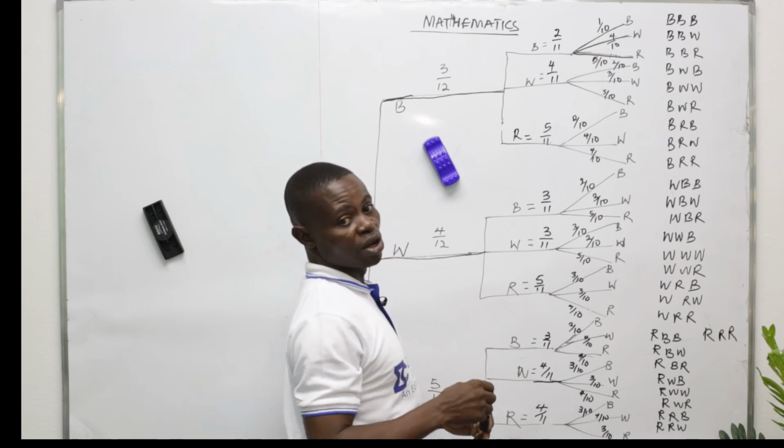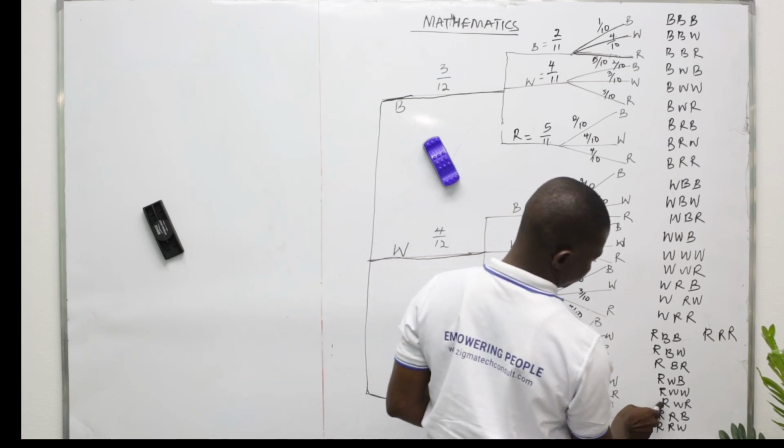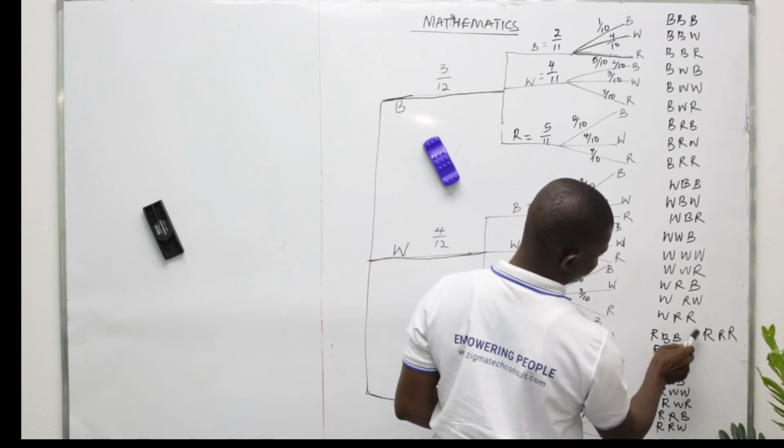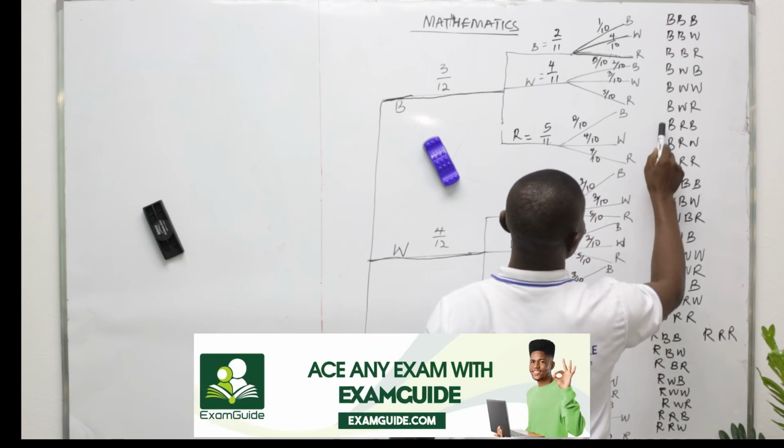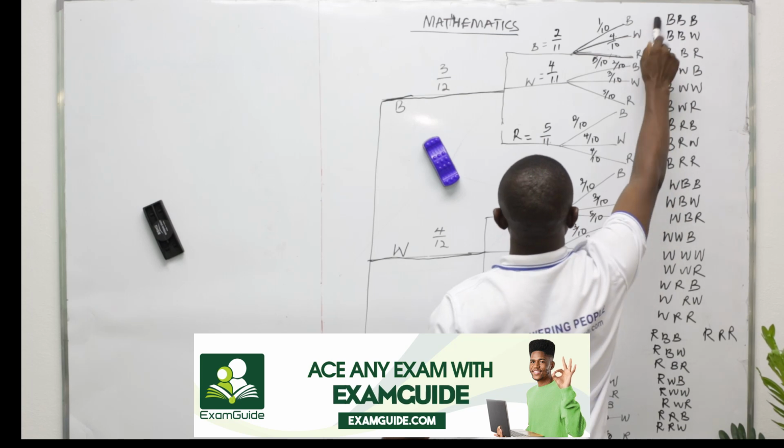You count how many of them you have. 1, 2, 3, 4, 5, 6, 7, 8, 9, 10, 11, 12, 13, 14, 15, 16, 17, 18, 19, 20, 21, 22, 23, 24, 25, 26, 27.